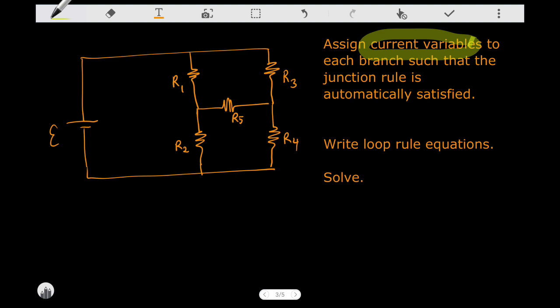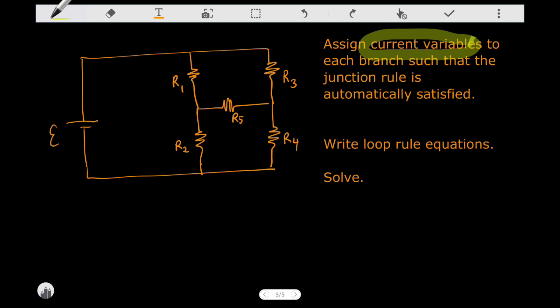So as a result, we are going to assign some currents to each branch, and we have to choose some of them as unknowns. But I would like to choose them in such a way that the junction rule is automatically satisfied. So I don't have to write down the junction rule when I'm forming my equations. I'll just write down the loop rule equations. For example, there are 3 loops in here, so I'm going to have 3 equations, which also means that I should have 3 unknowns. And when you are solving these equations, you can completely determine all the unknowns.